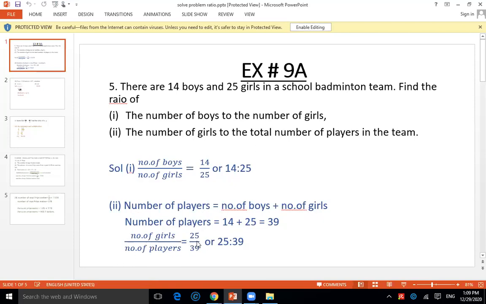Now, how many girls are there? 25. And how many players are there? I have added here. ये देखिए number of players जो है मेरे पास 39 है. 25 upon 39, or you can write 25 is to 39. Actually, we need to give the answer in this form, ratio form, because we are doing ratio here.